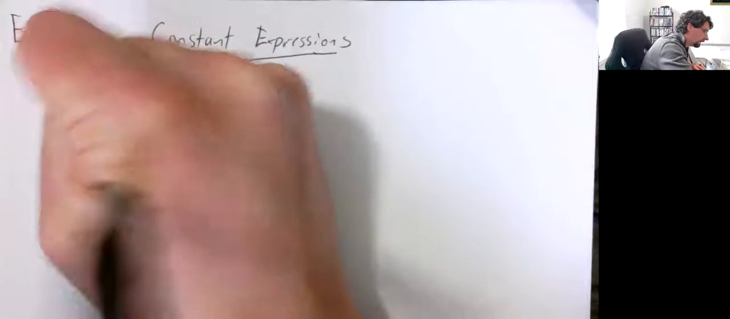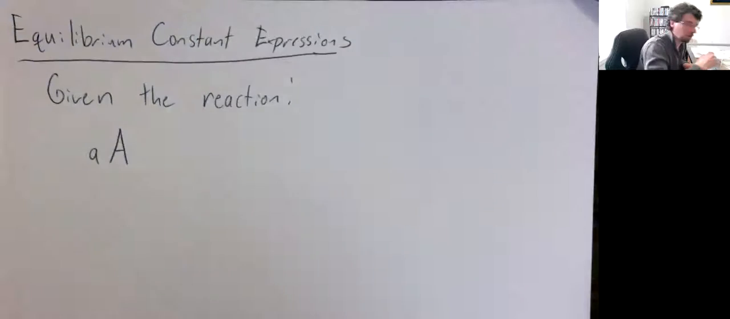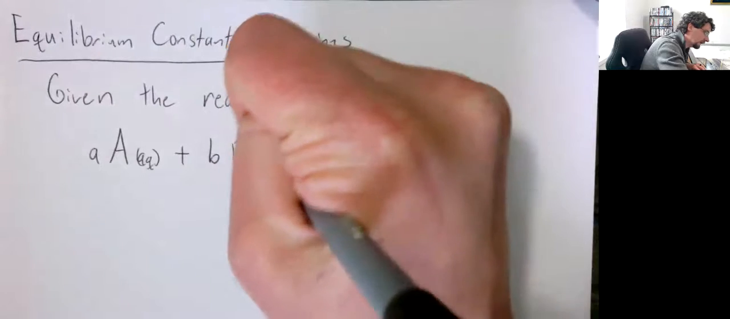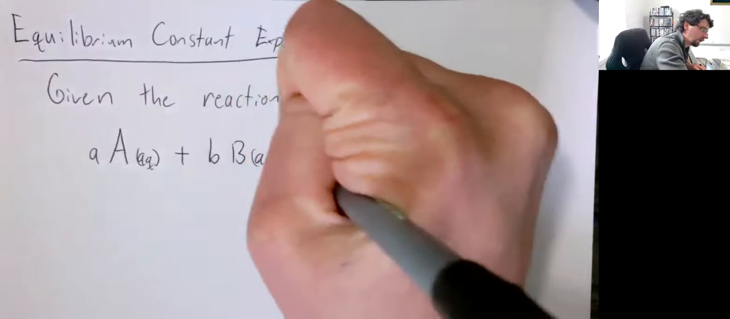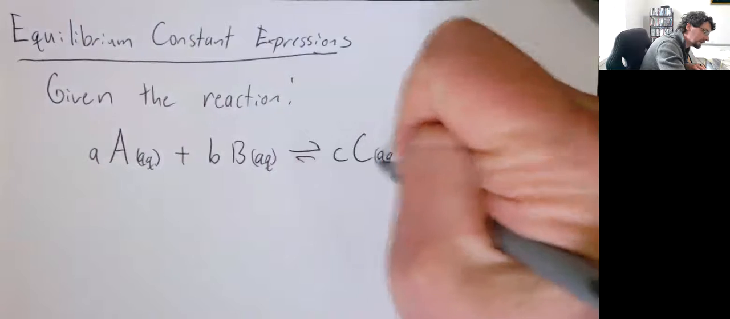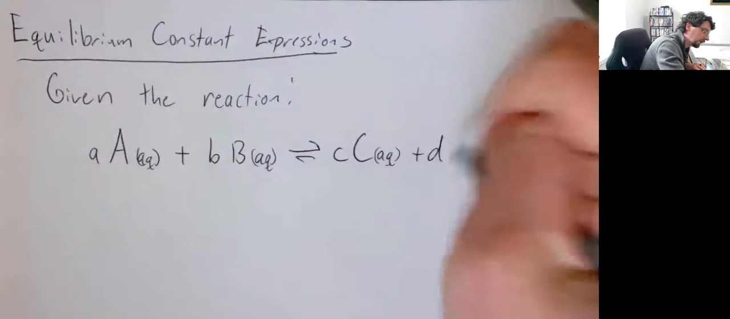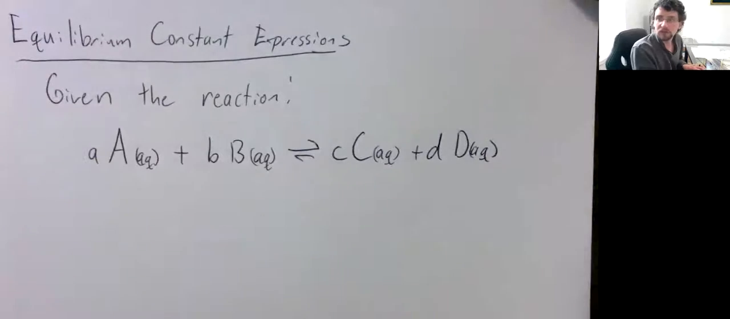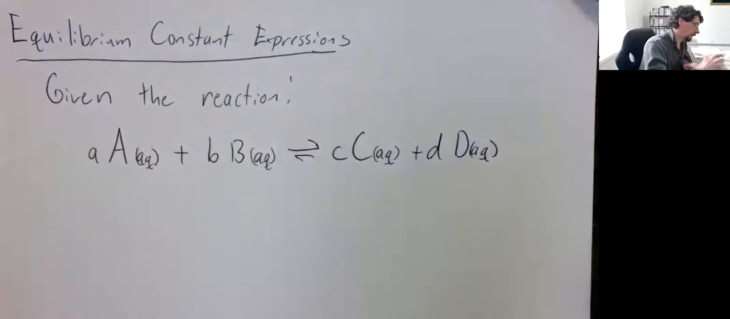where we have A with a coefficient of lowercase a, that's in the aqueous state. We have lowercase b, uppercase B, aqueous, and it's in chemical equilibrium with two products, lowercase c, uppercase C, and then the coefficient of lowercase d, uppercase D, aqueous. So we want to derive an equilibrium constant expression for this.